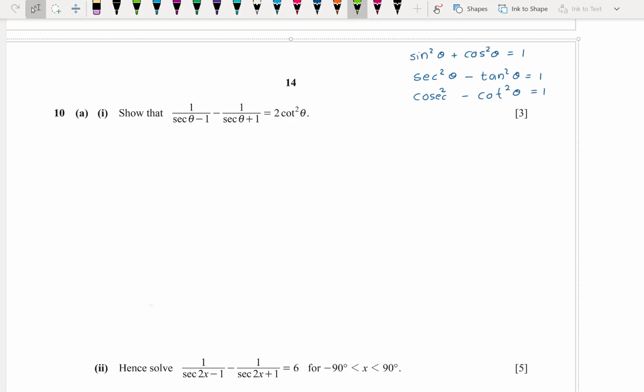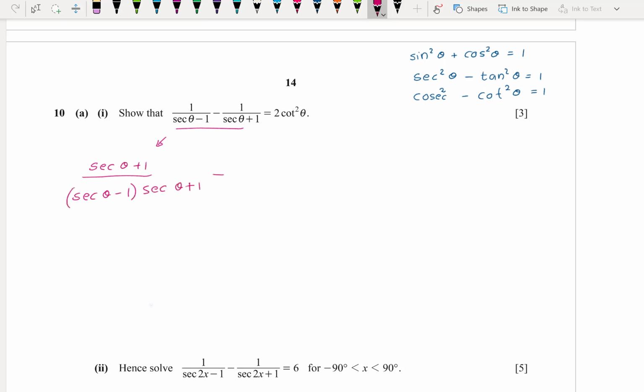Okay, now have a look at this. As you have said, we will start with the left side. So we have two different denominators, so we need to unify them to add or subtract, right? So it's going to be sec theta plus 1 divided by sec theta minus 1 multiplied by sec theta plus 1, and sec theta minus 1 divided by sec theta plus 1 multiplied by sec theta minus 1. Isn't that correct, Amrita? Yes. I have overcomplicated it, I could have simplified it, but anyway, we get where we are going with this.